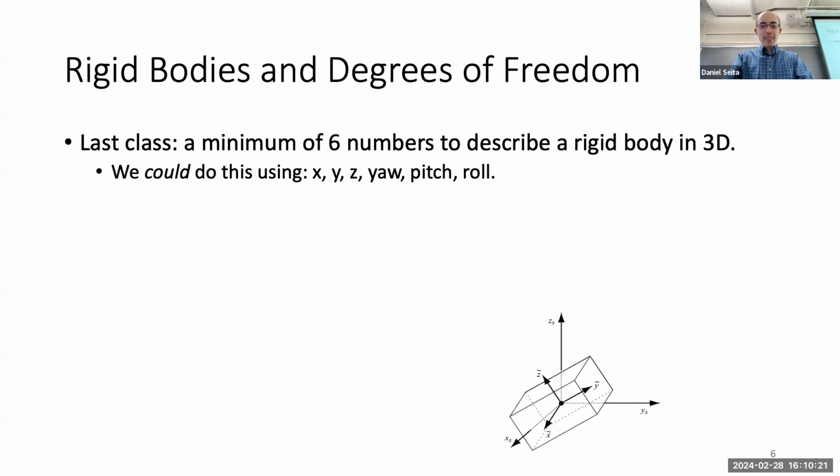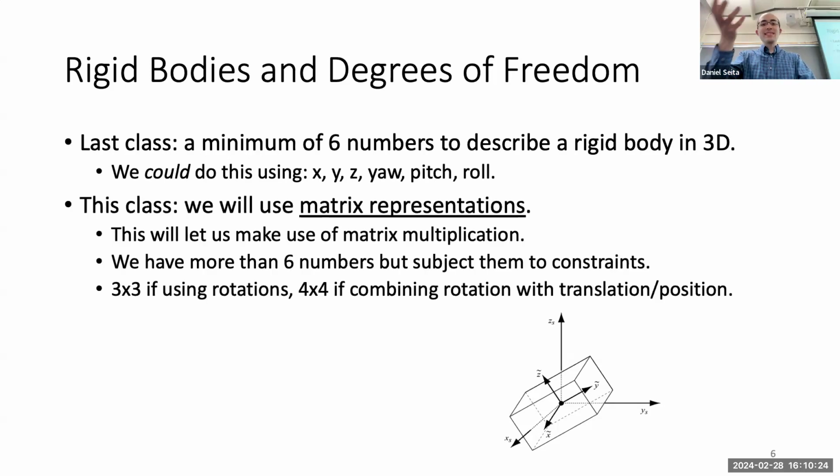A representation that we often use instead of this is to rely on matrix representation. Because then again, we can use the machinery of matrix multiplication and linear algebra more generally, which, I mean, matrix multiplication is basically what linear algebra does. So what we can do is, you'll have some kind of matrix that is used to represent where a rigid body is in 3D space. And that means you have more numbers, but you subject them to constraints.